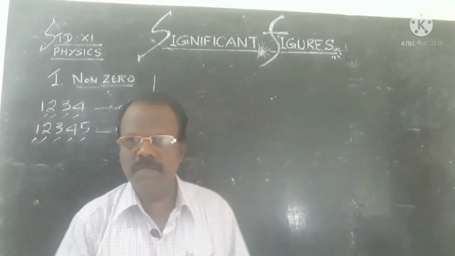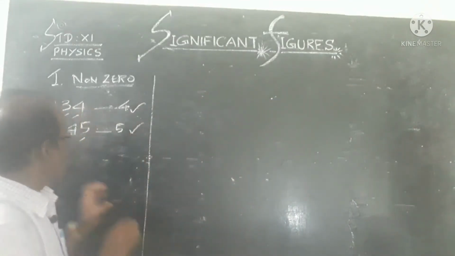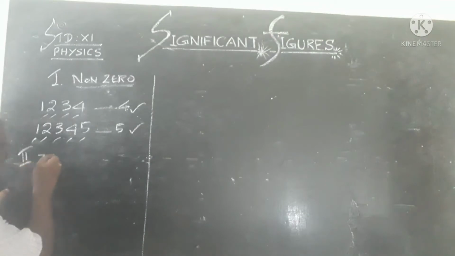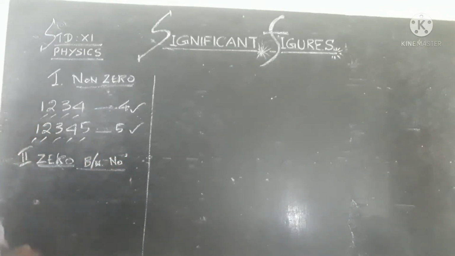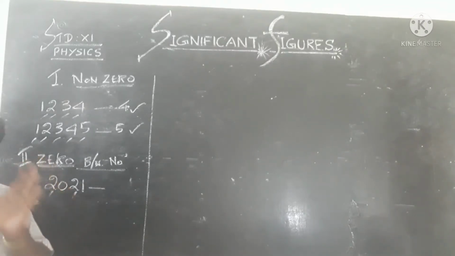Now we are going to write some numbers with zeros. This is the second case: zero present between numbers. For example, the first number is 2021. Please listen here. Here the zero is present in between two non-zero numbers, 2 and 2. So you have to count that zero also: 1, 2, 3, 4. So the significant figures are 4.